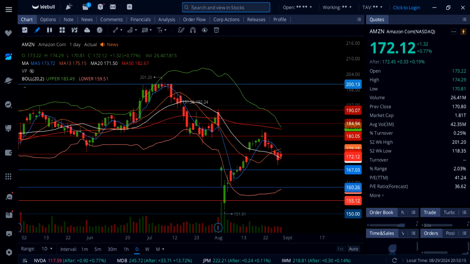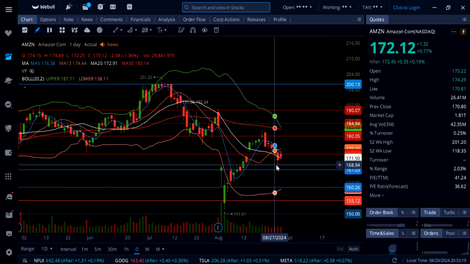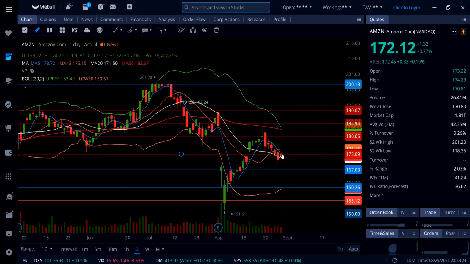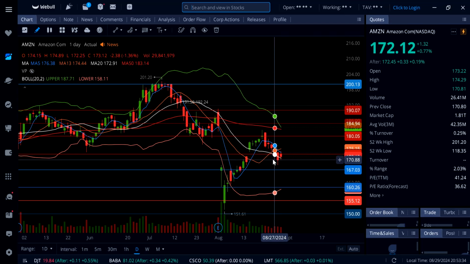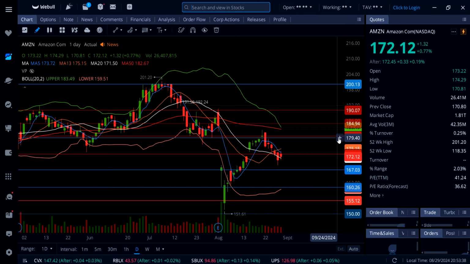On Amazon stock, it's up 0.77%, so Amazon came back all the way down to right here. That was yesterday, 168, went back up and is now trading under 173, so it's not looking too hot. Amazon, another rejection from 173. This thing can come back all the way down to 167 and then 160. Over 173, now there will be resistance at 175 and then 180.